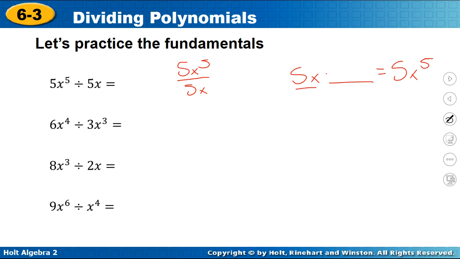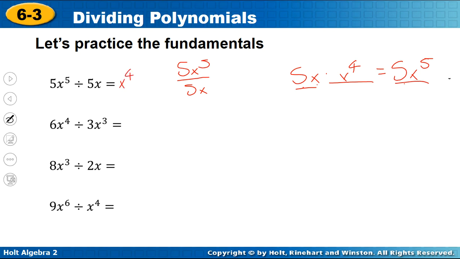Alright, so I see 5x and it's going to turn into 5x to the fifth. So what am I missing from this puzzle? Well, I started with a 5 and I ended with a 5, so I'm not missing that, right? I have x to the first power, but I end with x to the fifth power. Well, I'm clearly missing 4 x's, right? X to the fourth. That's what's missing from this puzzle to finish with 5x to the fifth. Of course, if you multiply 5x times x to the fourth, you get 5x to the fifth. Okay? So the answer, 5x to the fifth divided by 5x, is x to the fourth, because what you're missing is those 4 x's.